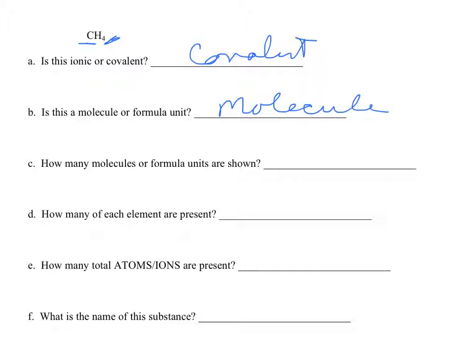How many molecules or formula units are shown? Just 1. There's no coefficient here, so we just have 1 molecule. How many of each element are present? Carbon has 1, and hydrogen has 4. How many total atoms or ions are present? Altogether, we have 5: 4 for hydrogen and 1 carbon.